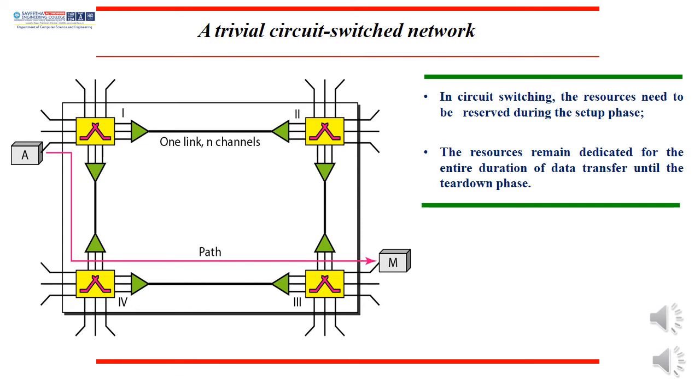In this picture, we can see that system A is sending a message to system M through nodes 1, 4 and 3. So until the message is transmitted, nodes 1, 4 and 3 will be occupied.